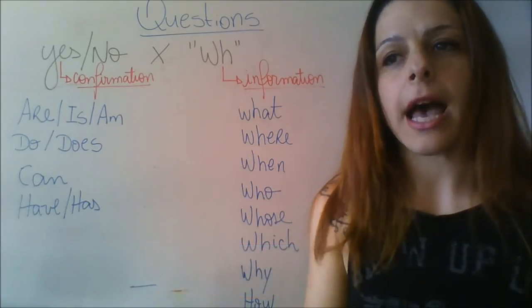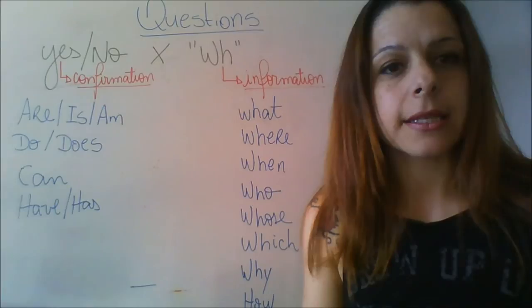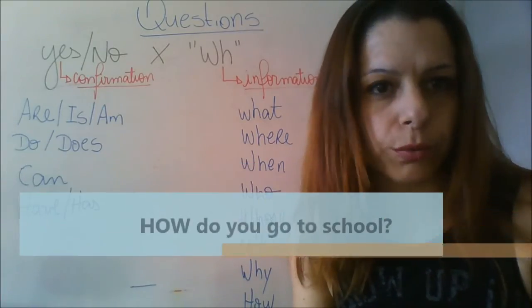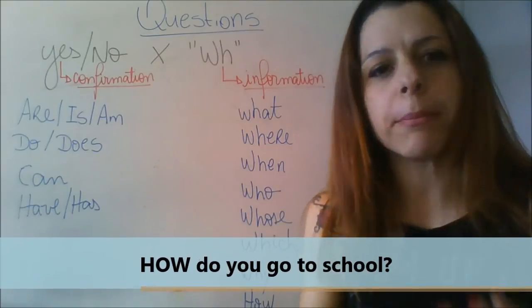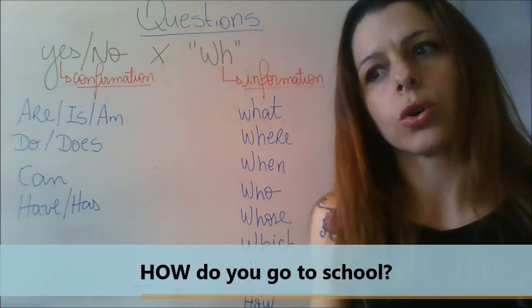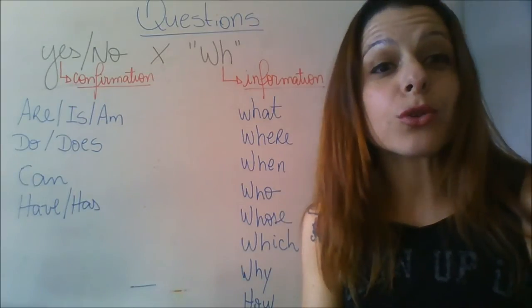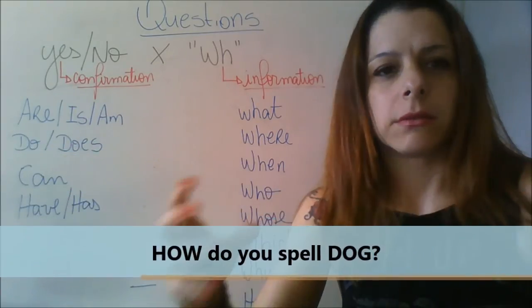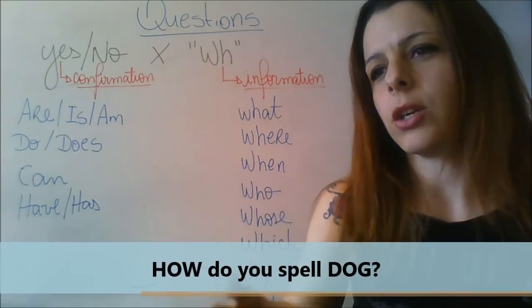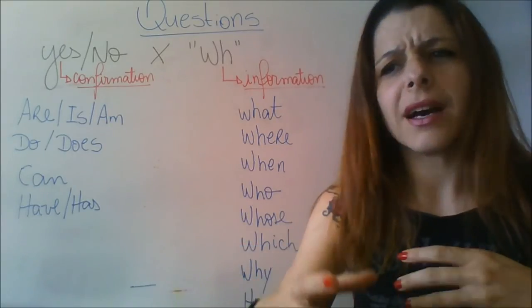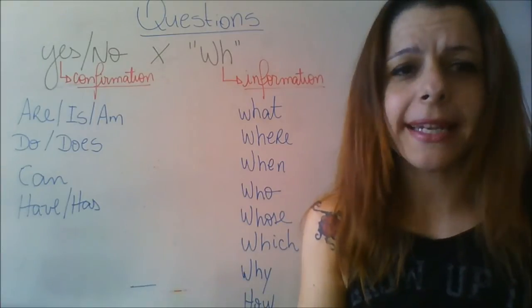I can use how to express ways. How do you go to school? I go to school by bus. I go to school by car. Okay? How do you spell dog? D-O-G. Okay? So how can be used in many different situations.